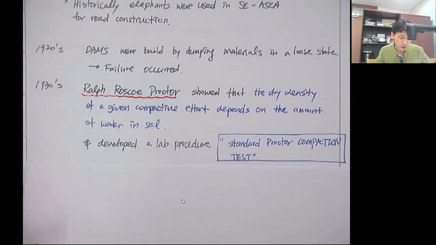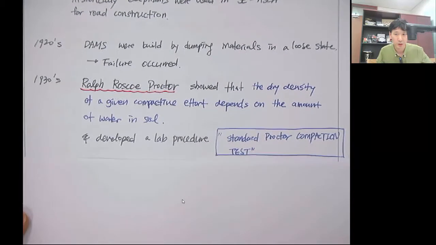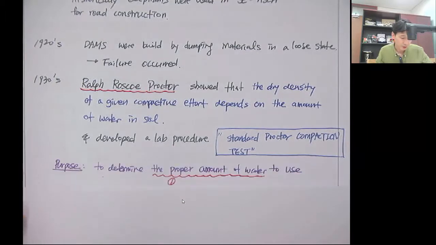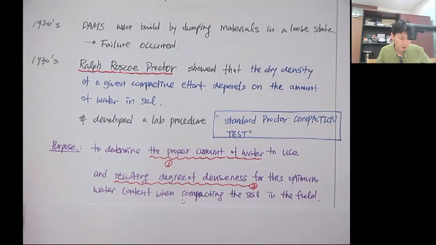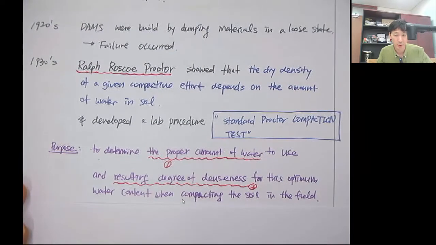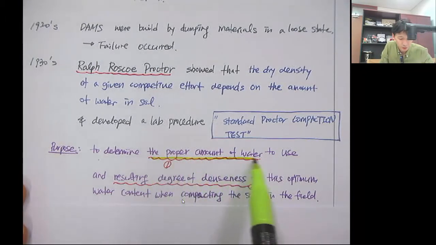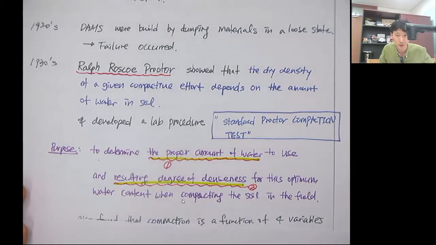So he developed a laboratory procedure for the compaction, and it's called the standard Proctor test or the standard compaction test. The purpose of this standard Proctor test is to determine the proper amount of the water to use and the resulting degree of the denseness, so the resulting dry density for this optimum water content when compacting the soil in the field.